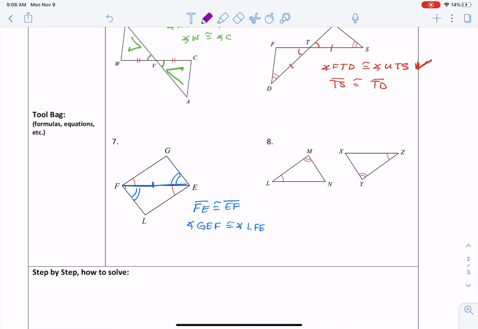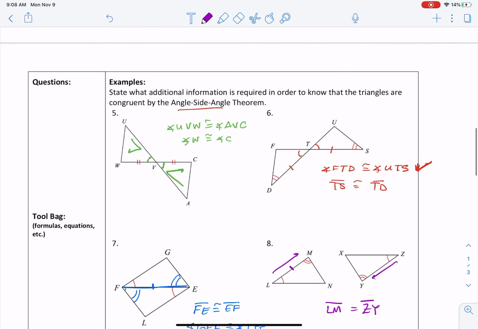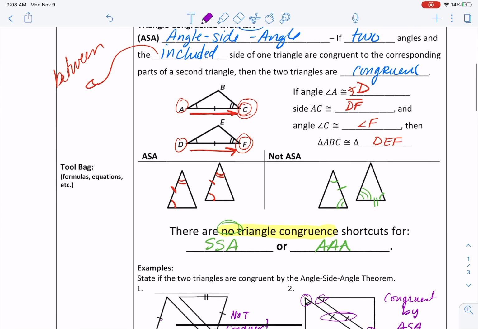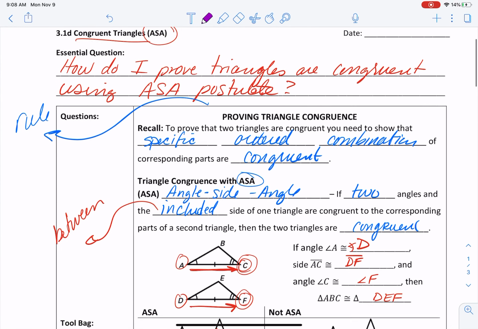For number 8, I've been given 2 angles. So I just need to be able to determine that side LM is congruent, and since I went from 1 to 2, I need to do it this way, to ZY. And that is how to prove triangle congruence using angle, side, angle.